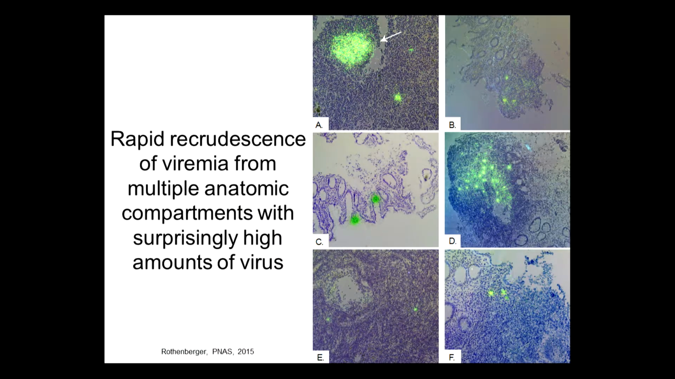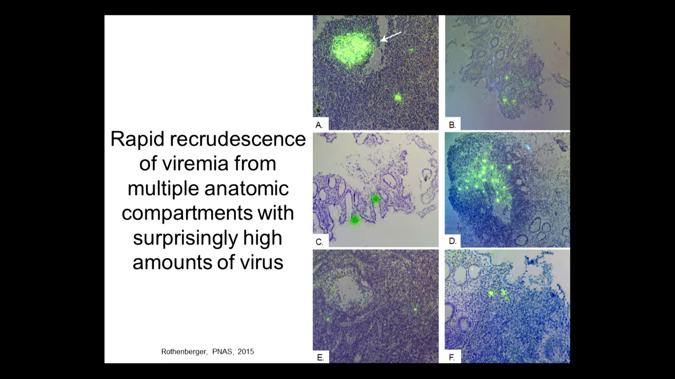And this is the in situ data. So there was, as I said, a rapid recrudescence of viremia from multiple anatomic compartments with surprisingly high amounts of virus, much more than I would have expected. If you go from absolutely no virus in the tissues to 2 weeks later, you have recrudescence in the plasma, and then I'm being able to get tissues on average 2 to 3 days after that first time point where we're detecting it in the plasma.